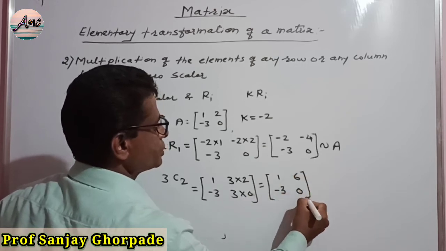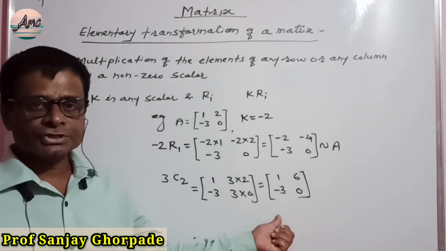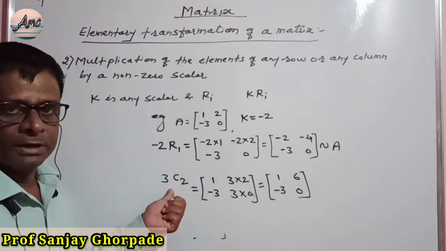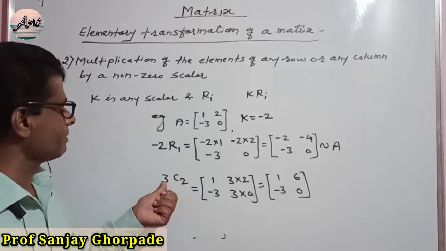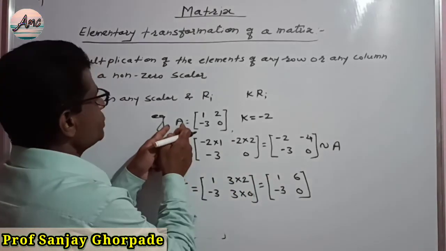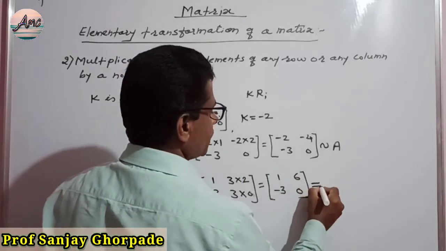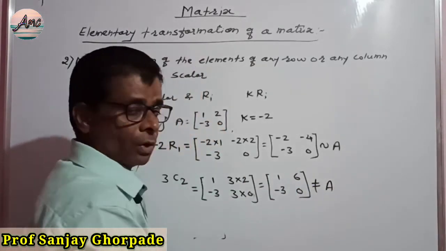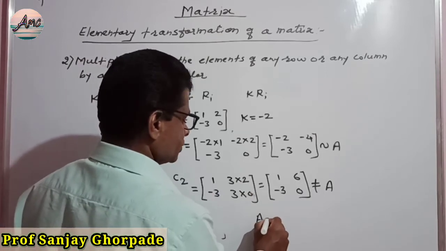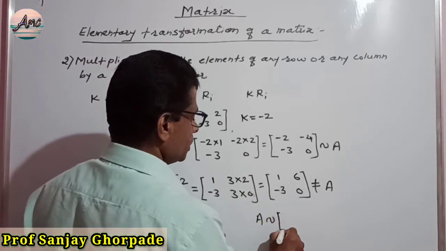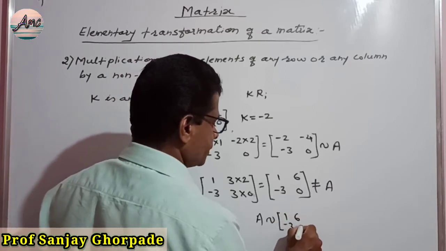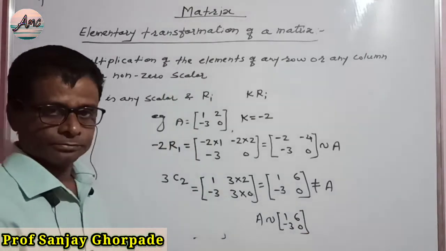So this is the new matrix which is obtained by performing this column operation by multiplying each element of the second column by 3. Whereas this matrix is not equal to the original matrix. But the original matrix is equivalent to the new matrix which we have obtained here.